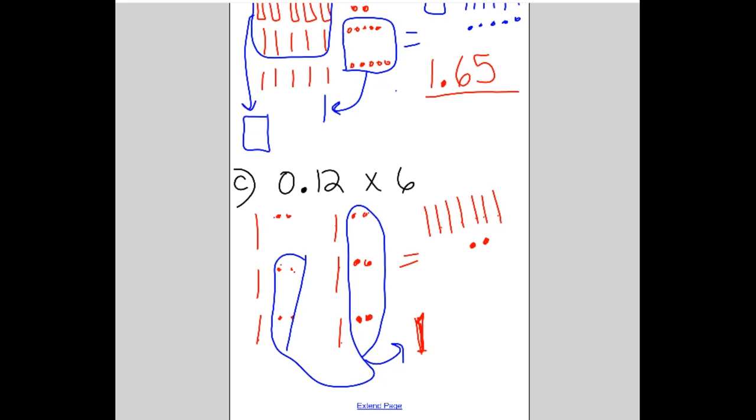How would that look as a decimal? That would be 0.72, because remember the sticks are in the tenths place, the littles are in the hundredths place. Okie dokie. We're using this to solve all of our other problems today.